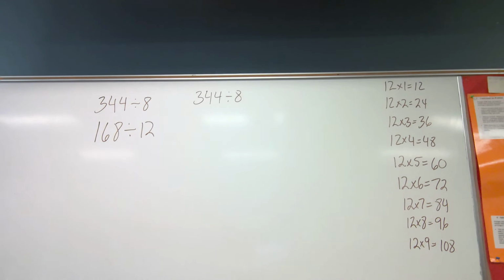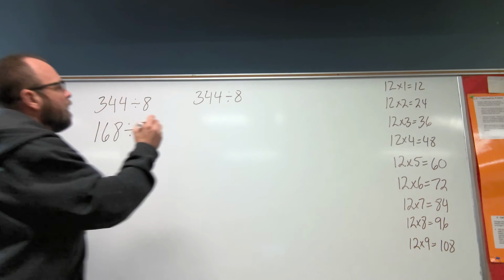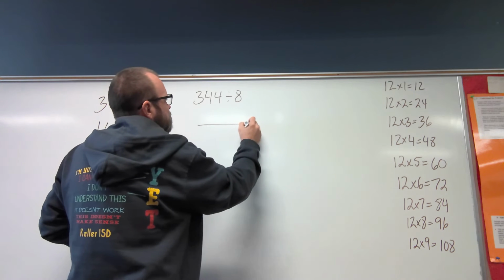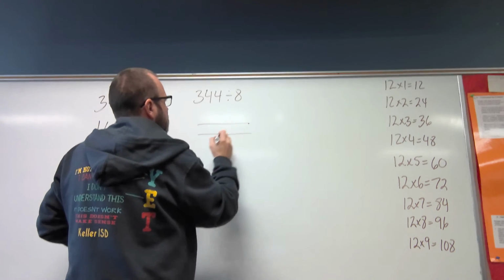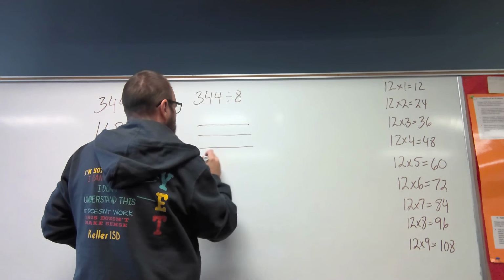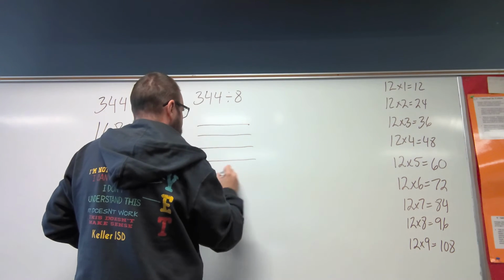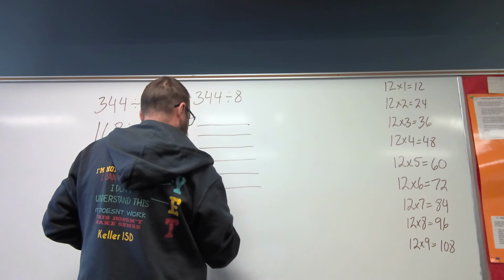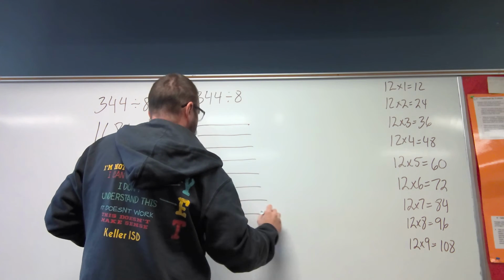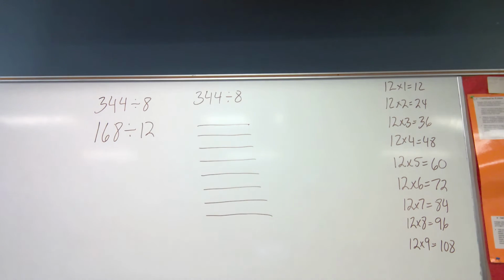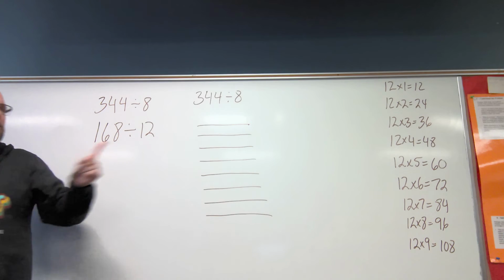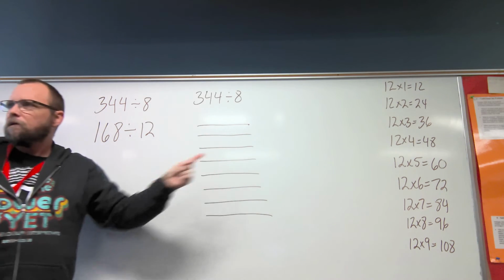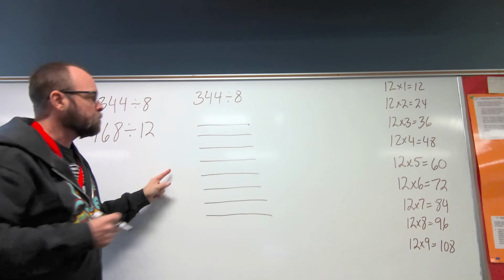No, I can't use a whole square. I have to use, how much is that one? 10, 20, 30, 40, 50, 60, 70, 80. So I have 80. Each one of these has 10 in it. Yeah. So now I have a total of 80.